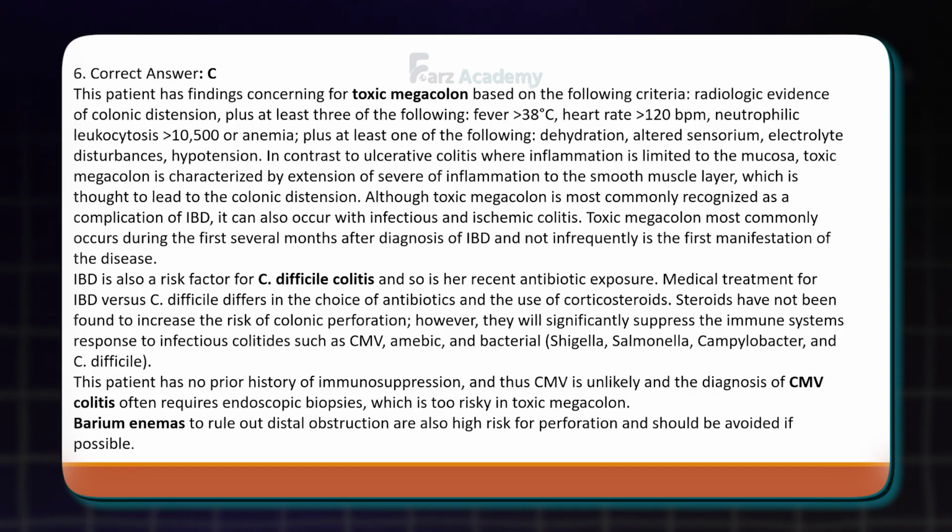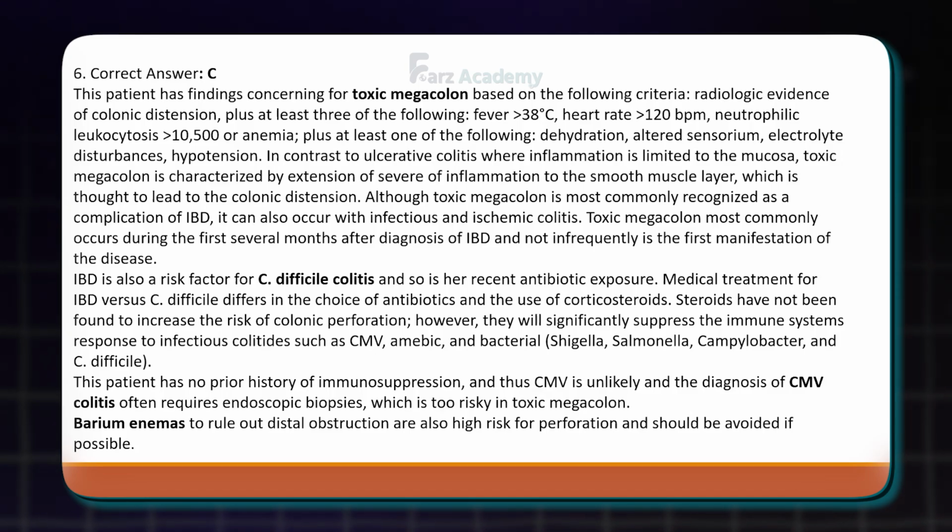Although toxic megacolon is most commonly recognized as a complication of IBD, it can also occur with infectious and ischemic colitis. Toxic megacolon most commonly occurs within the first several months after diagnosis of IBD and not infrequently is the first manifestation of the disease. Okay. IBD is also a risk factor for C. difficile colitis, and so is her recent antibiotic. Have you seen the patient was on ciprofloxacin? So you need to do the C. difficile test to rule this out.